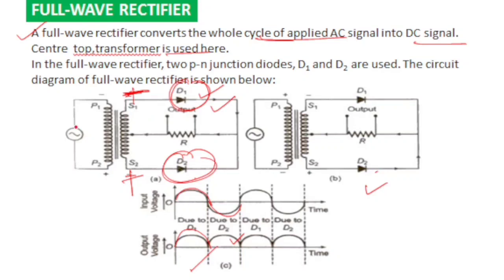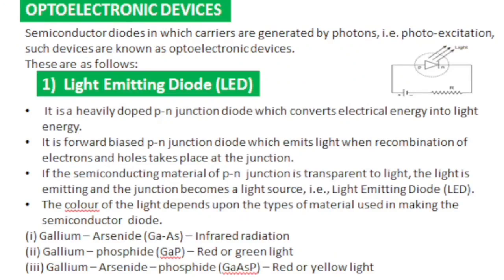So in this way both cycles are converted into DC signal. So this is full wave rectifier. After this, there are many other applications of PN junction diode. These are used in optoelectronic devices.